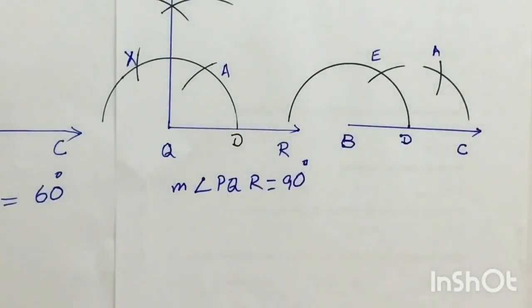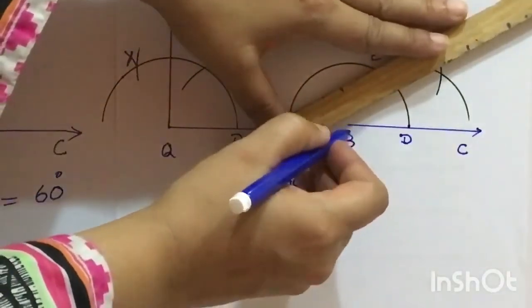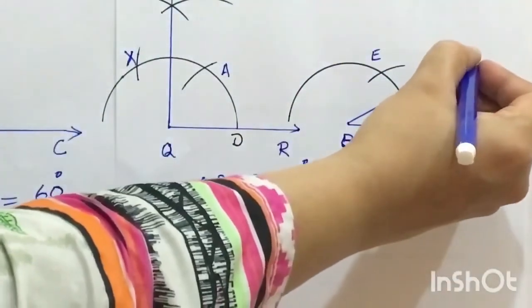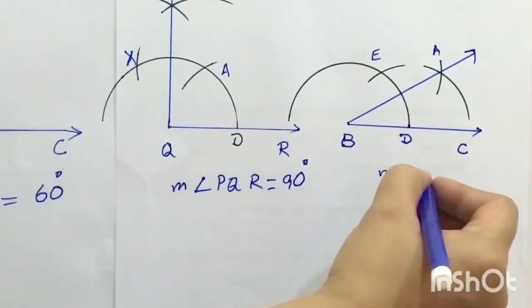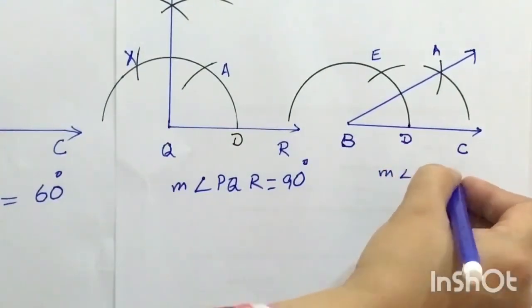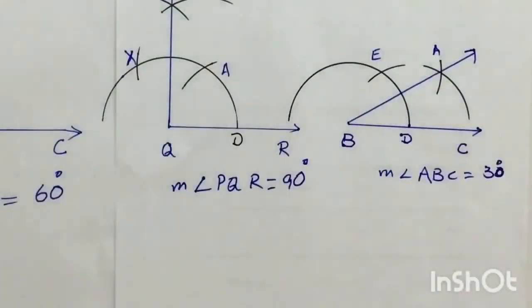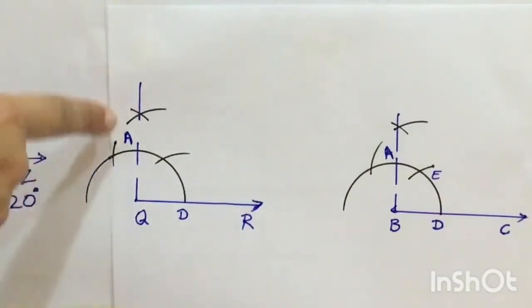Now to get the terminal arm of the angle of 30 degrees, I will join B to A. You see, angle ABC is formed with measurement 30 degrees. Here I have drawn two angles of 90 degrees, but this time their terminal arm is represented by a dotted line.